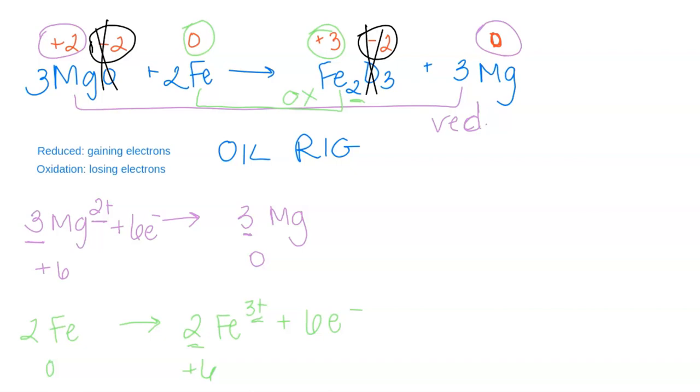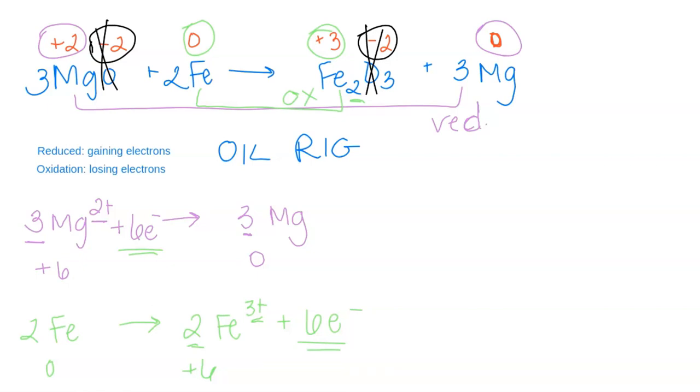Now, one way that you can tell that you're doing the problem correctly is if you end up with the same number of electrons in both of your half reactions. Because we can only give and take the same amount. We can't give electrons and only take 2 electrons. We have to be balanced there. So this is a really good way to check yourself.